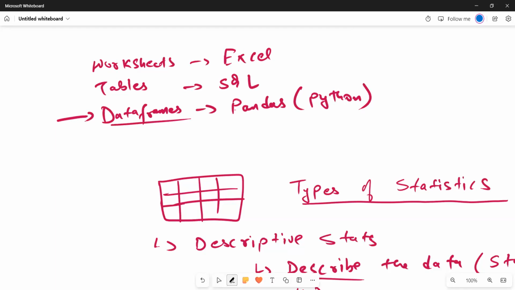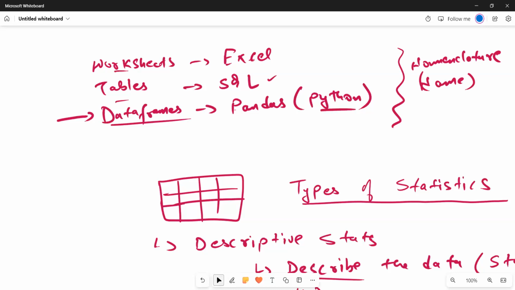All right. So there are various nomenclatures being given. Nomenclature is nothing but the names provided with respect to the various software or tools that you're using to represent your data. So these will be data frames in Python, worksheets in Excel, tables in SQL, and so on.